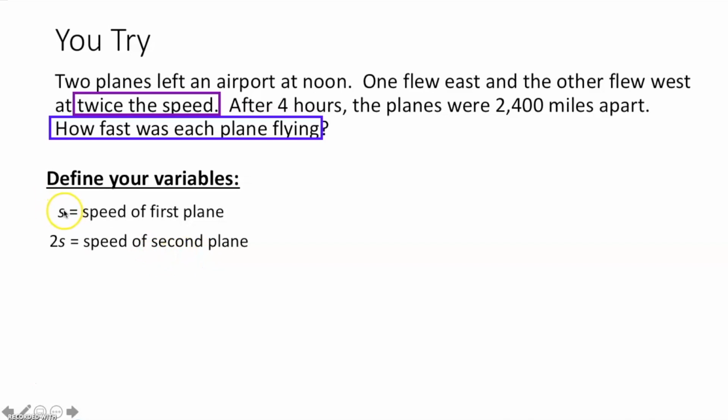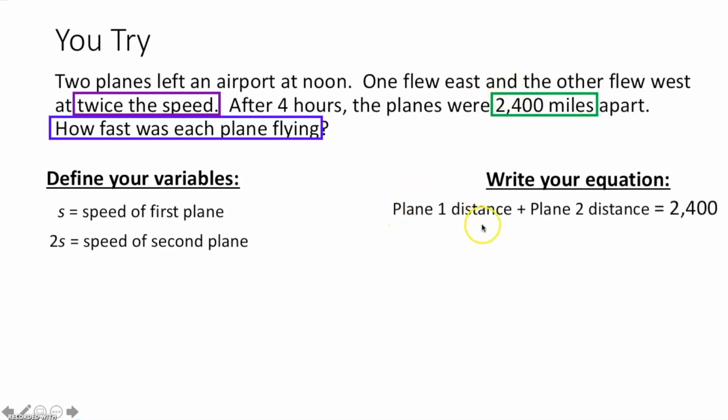So this is great because now I have each of these and there's only one variable. Now we can write our equation. Is there a total? The planes were 2,400 miles apart. So whatever we get, it's going to be equal to 2,400 miles. And again, one is flying east, the other is flying west. So it's just like the other problem in that they were flying opposite directions.